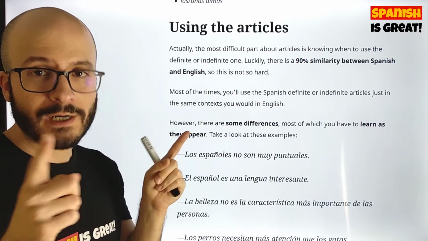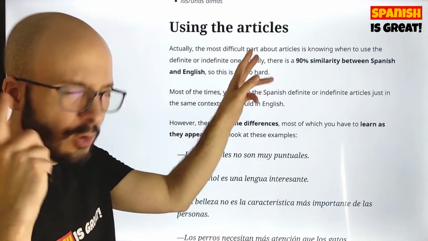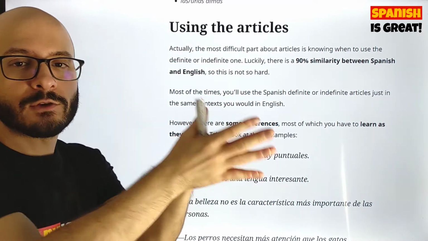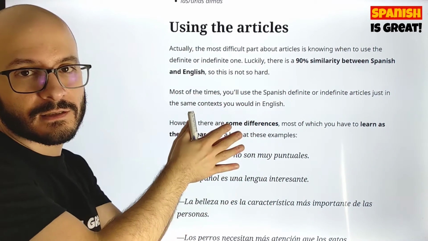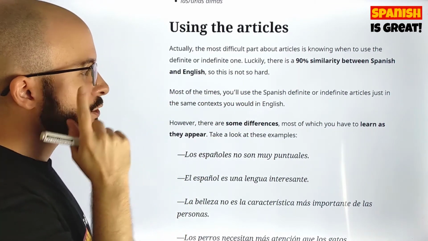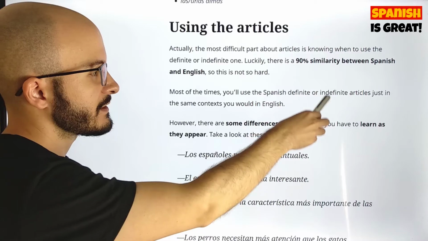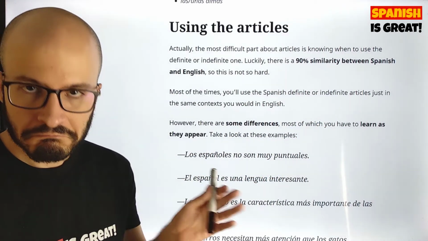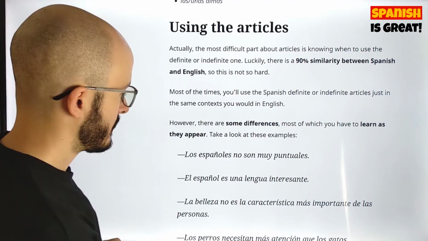But you are lucky because it's pretty much almost the same in Spanish and in English. When to use the, when to use a, when to use definite, when to use indefinite. Okay? Most of the time, you will use the Spanish definite or indefinite articles just in the same context you would in English. Okay, so you are lucky there.